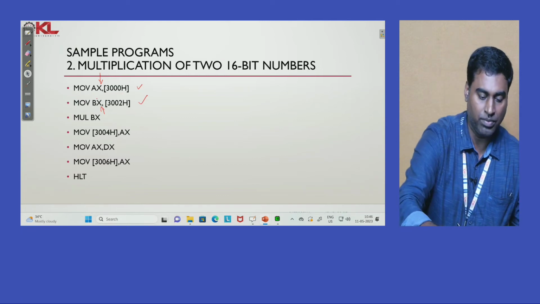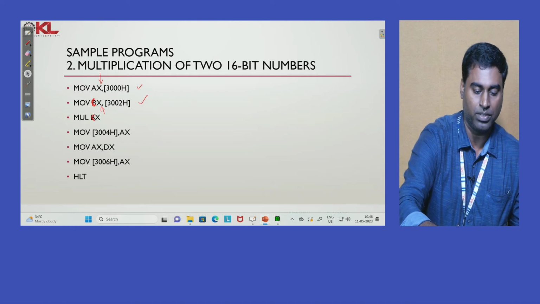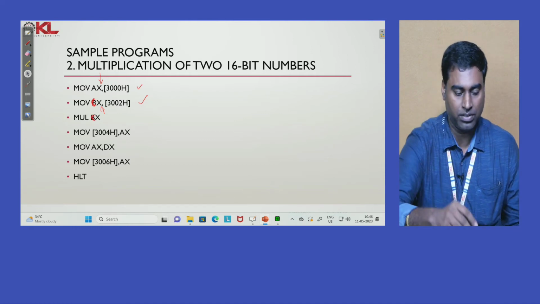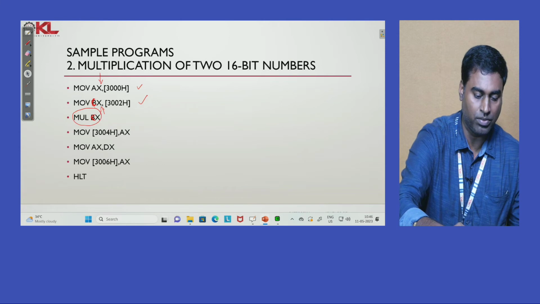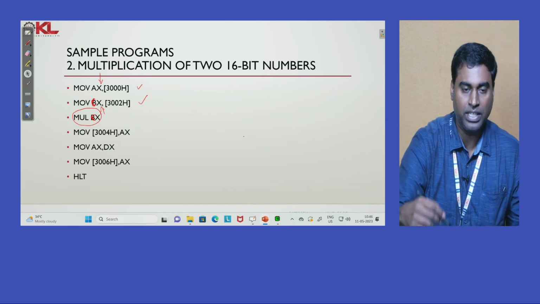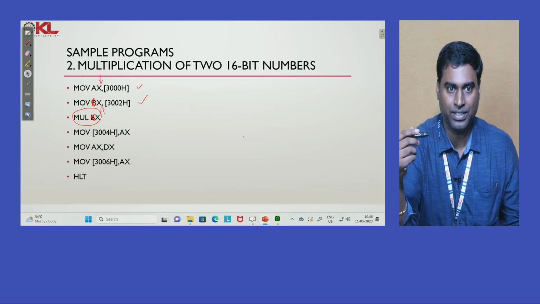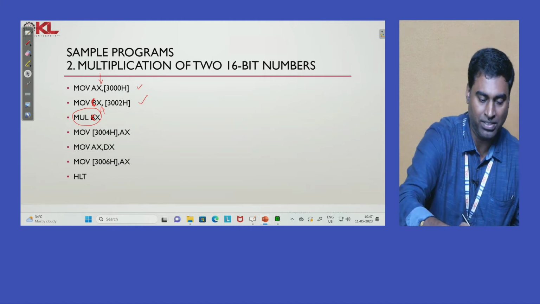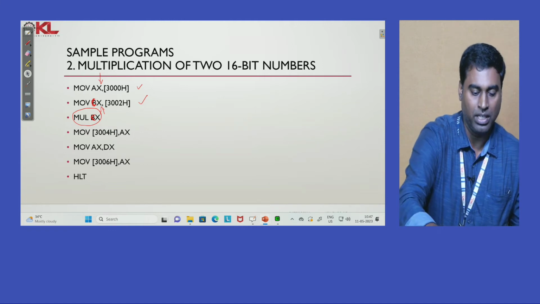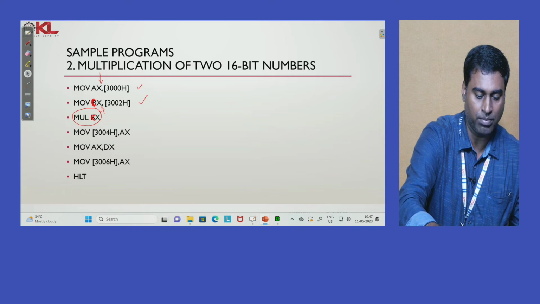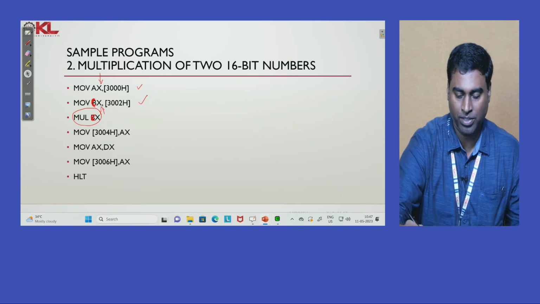BX. Actually, we have to use CX. That is the correct way. So mul CX. If you use mul CX, what will it do? What is CX? It is a count register. I am saying BX will also work, but CX is the correct representation. Why am I saying CX? Because it means count register.